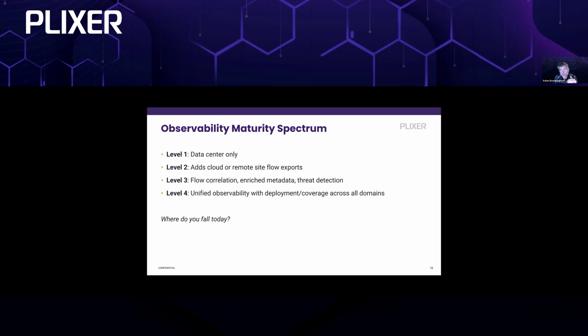And then after that, it starts the value prop. Are we correlating our flows correctly? Are we understanding, ingesting, and making sense of the enriched metadata available in our vendors' environments? And are we leveraging some type of threat detection? Are security teams taking advantage of the tool? That's the level 3.